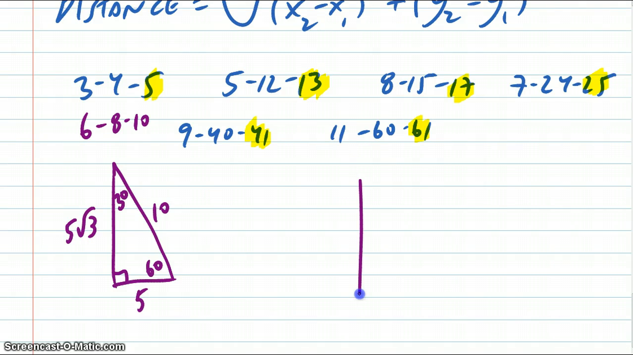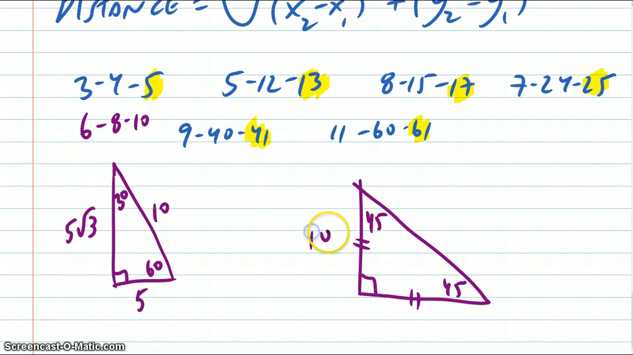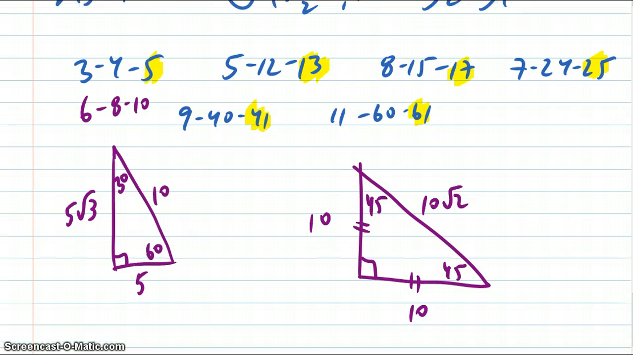Additionally, you got the 45, 45, 90, which is an isosceles right triangle. Whenever you have the isosceles right triangle, you know it's like 10 and 10, and the hypotenuse is going to be that times the square root of 2. There's more complicated problems that come up, but we can review those in class.